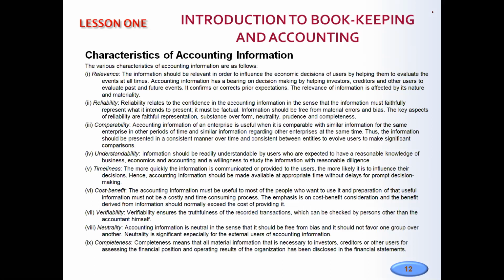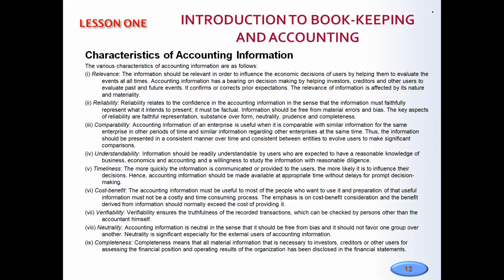Timeliness. A good accounting information must be timely, because if it is not prepared on time, it might not be relevant again. It might not be useful for the purpose of that decision that has to be made. Accounting information should be made available at appropriate time without delay for prompt decision making.